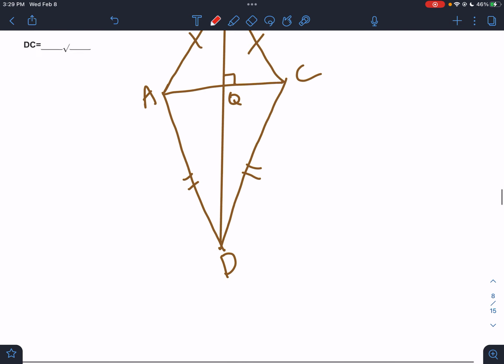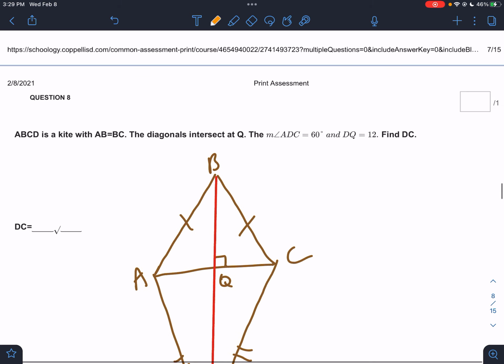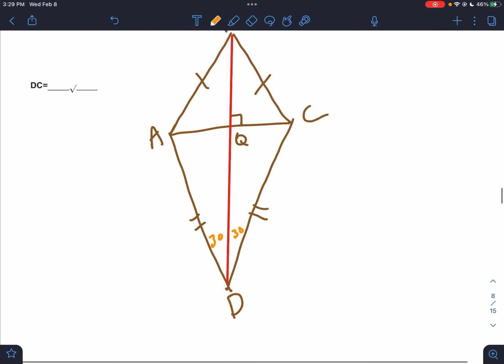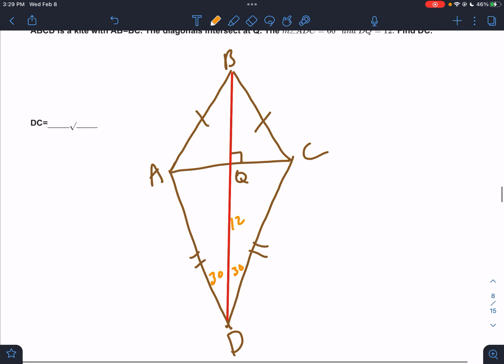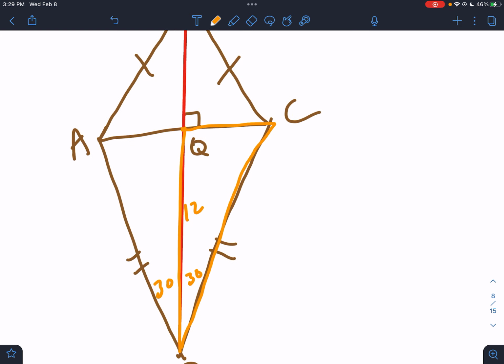Because it's a kite, you have a line of symmetry. I know that this is my line of symmetry on this problem. That means it folds left over right. So if this entire corner is 60, it's going to cut into 30 and 30. DQ is 12, and check it out. 30, 60, 90, let's go. So this would be the 60.